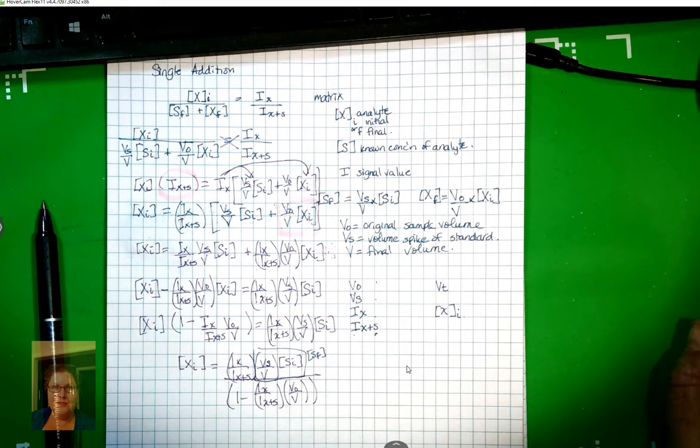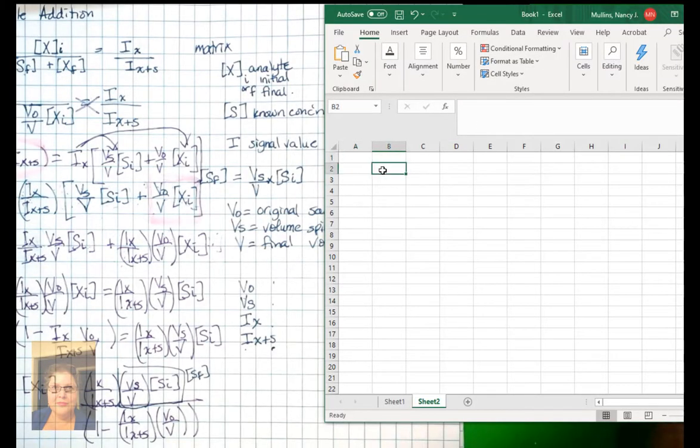Now you might again wonder, why would you bother doing this? And the answer is because we use this technique of single addition over and over and over again. And so if I set up a template in my spreadsheet, then I don't have to recalculate it every time. So let's look at our spreadsheet and let's see what we can put in here.